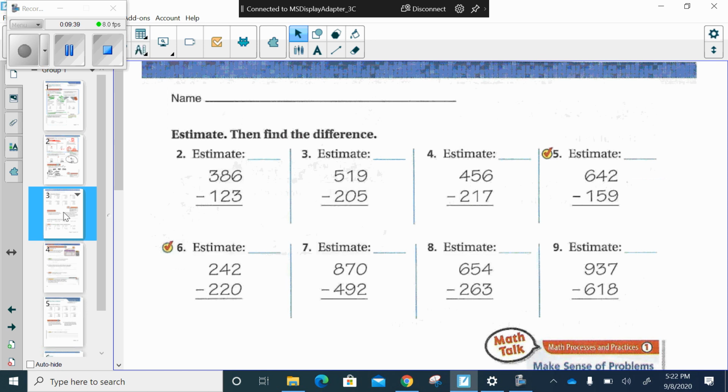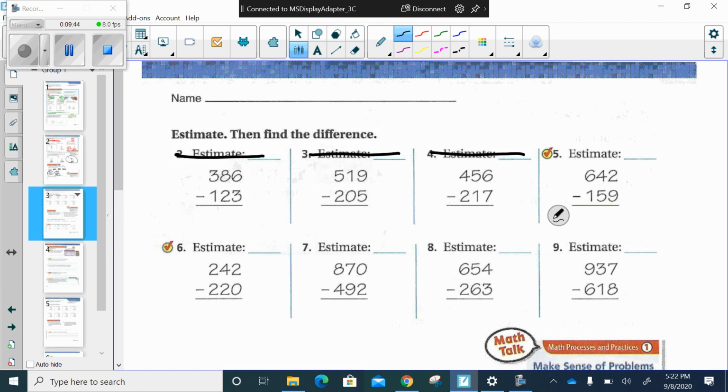Estimate or find the difference. Ladies and gentlemen, in an effort to save time, we're not going to estimate right now. Okay, we're just going to subtract. 6 minus 3 is 3. 8 minus 2 is 6. 3 minus 1 is 2. 263. Did we have to regroup? No. Let's look at the next one. 9 minus 5 is 4. 1 minus 0 is 1. 5 minus 2 is 3. Did we have to regroup? No. Okay, let's go look at the next one.